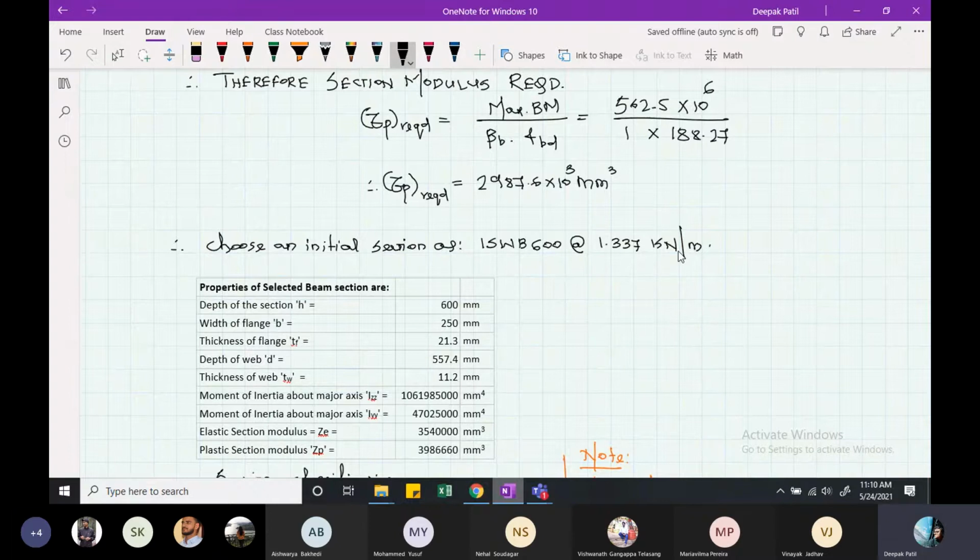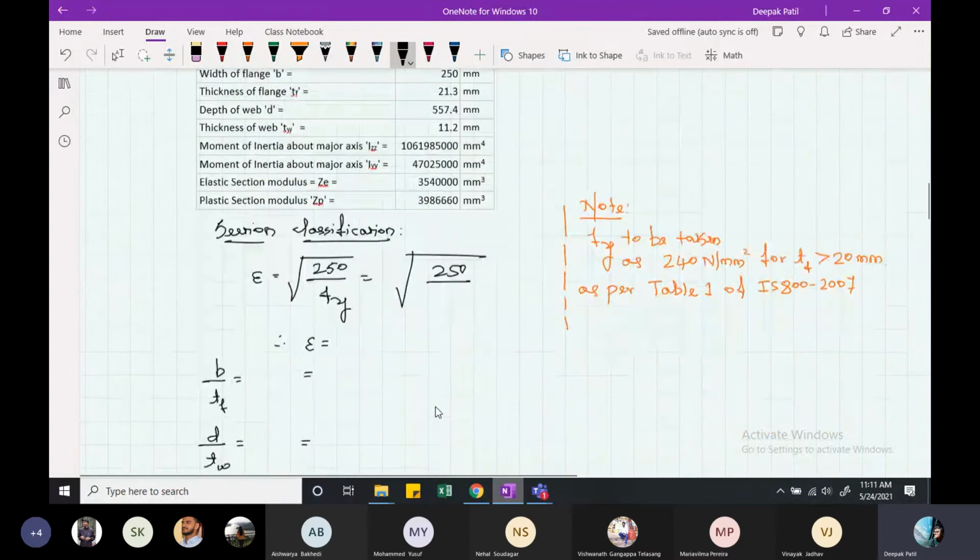So ISWB 600 I am choosing because its section modulus is more than the required. You can see here its section modulus is 3986.6 and the required is 2987. So obviously this is more than this one. So I can go for ISWB 600. So I noted down all the properties of ISWB 600.